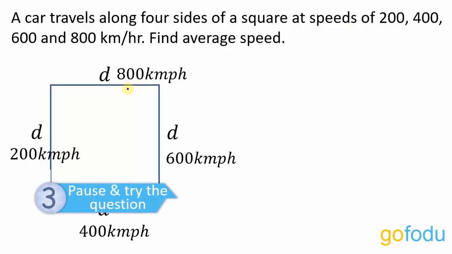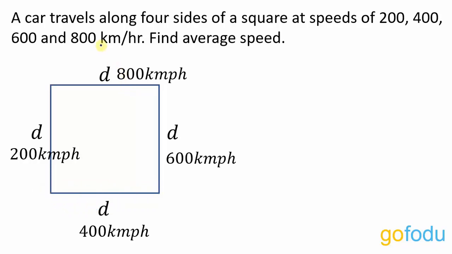Well, this one is an easy 30-second question. A car travels along four sides of a square at speeds of 200, 400, 600 and 800. So a car is traveling equal distances of the journey at different speeds. Okay. Let's say this is the square with sides d.